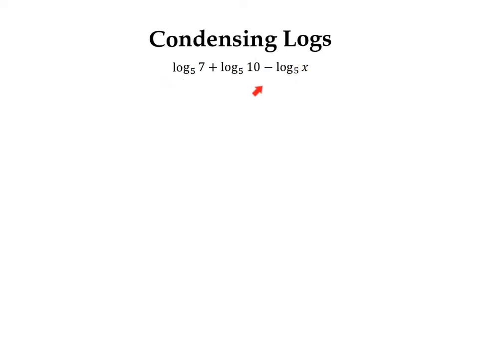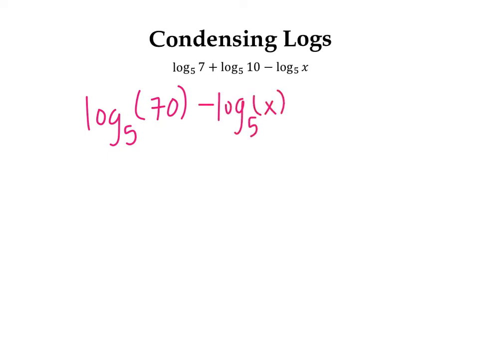So I'm going to be able to combine all three terms. If only 2 of them had base 5 and this one had a base of 7, then I can't combine all of them. I can only combine the like terms, and those are the ones with the same bases. Because they all have base 5, I'm going to start from left to right, starting with addition. Addition means I can combine these by multiplication, so 7 times 10. That gives me log base 5 of 7 times 10, which is 70, minus log base 5 of x. And here we did the product rule.